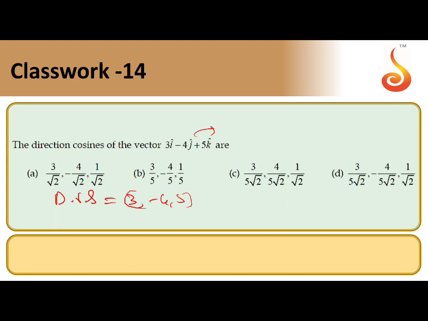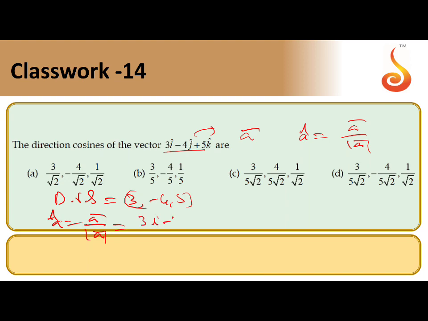That means you can take the vector, this is vector a bar, so DCs will come, DRs are this one. DCs come under the unit vector only. So that means a bar by modulus a bar. DRs of this one is 3, minus 4, 5. How to get DCs? Find the unit vector. The unit vector components are DCs only. Here a cap equals a bar by modulus a bar.